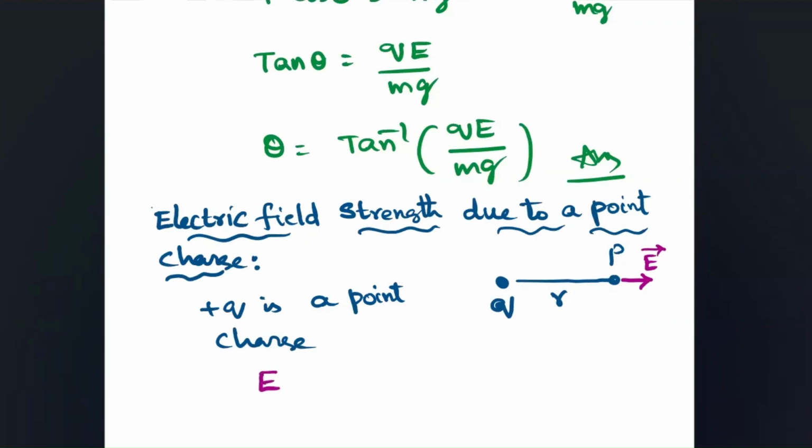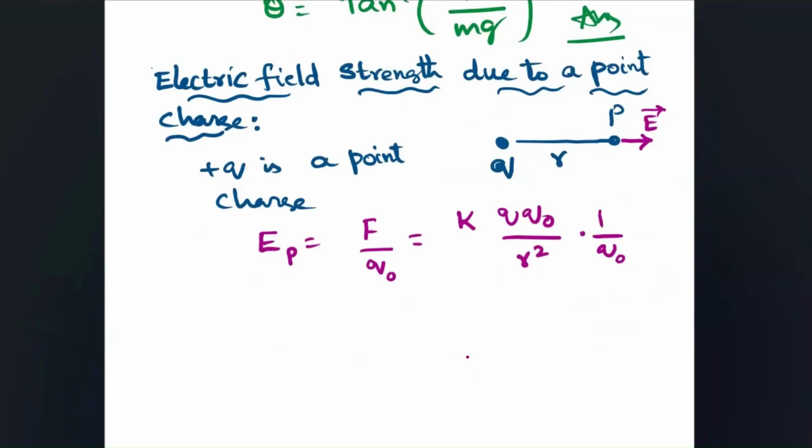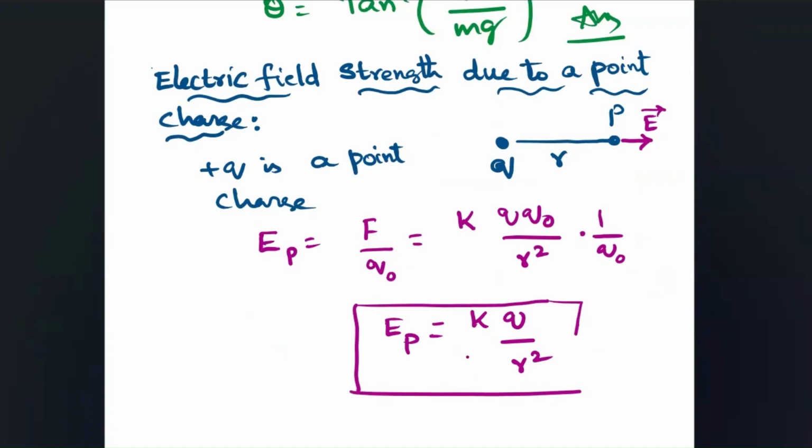The formula for electric field strength at point P is the force per unit charge. If you place a unit charge Q naught over there, it is F by Q naught. What is the formula for F? K Q into Q naught by distance square. Divided by Q naught, Q naught gets cancelled. So this is K into Q by R square.